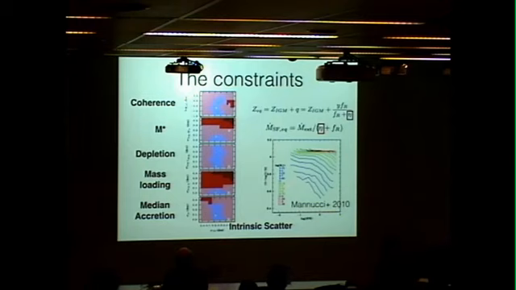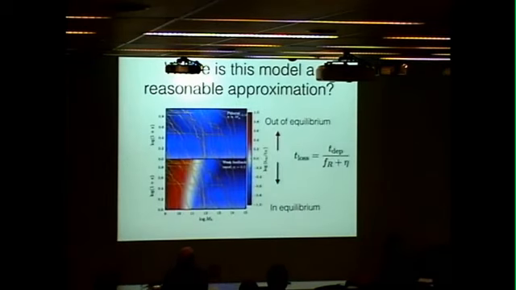So, okay. One final important issue is where might you expect this model to be valid? Where is it reasonable to treat these galaxies as having lived in that distribution I showed you forever? What I'm showing you here is the time it takes for the population of galaxies to reach statistical equilibrium compared to the Hubble time.